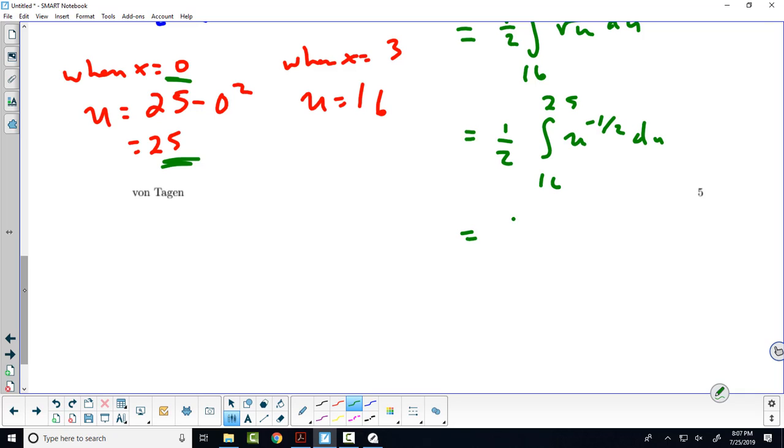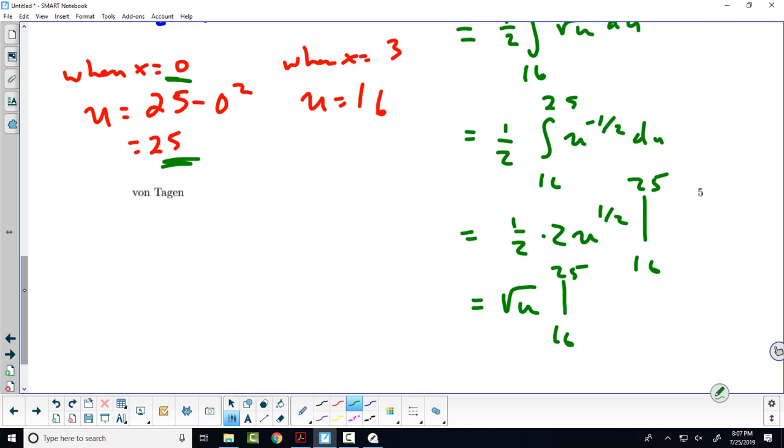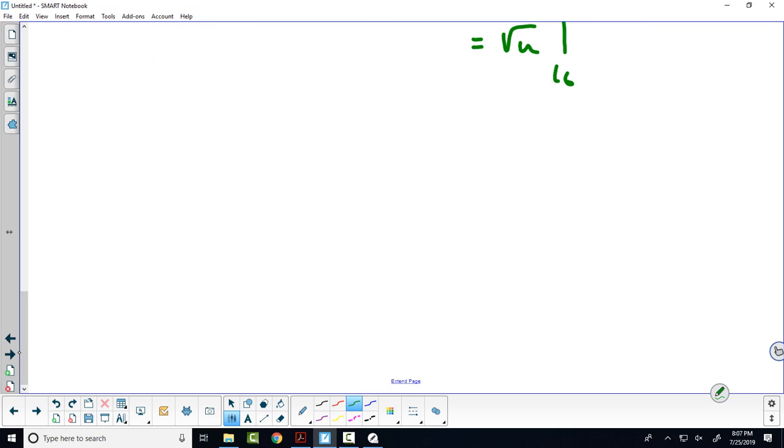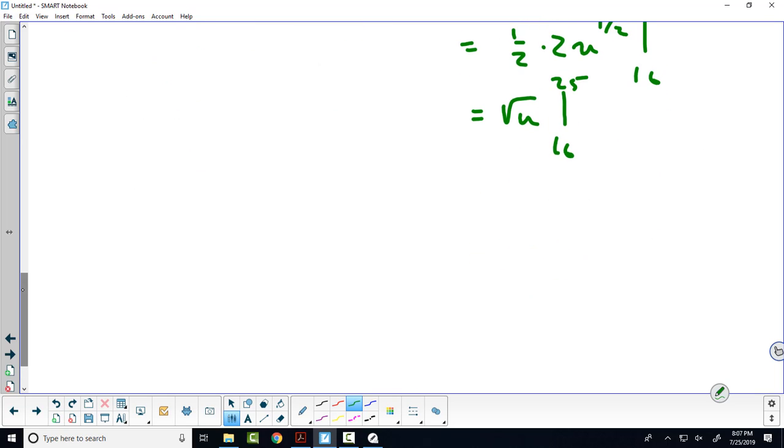All right, here we go. We get 1/2. Add 1 to the exponent. It's now u to the 1/2. Divide by the new exponent. Dividing by 1/2 is the same thing as multiplying by 2. Evaluate it from 16 to 25. So that gives us the square root of u evaluated from 16 to 25, which is the square root of 25 minus the square root of 16, which is, fingers and toes, 1.